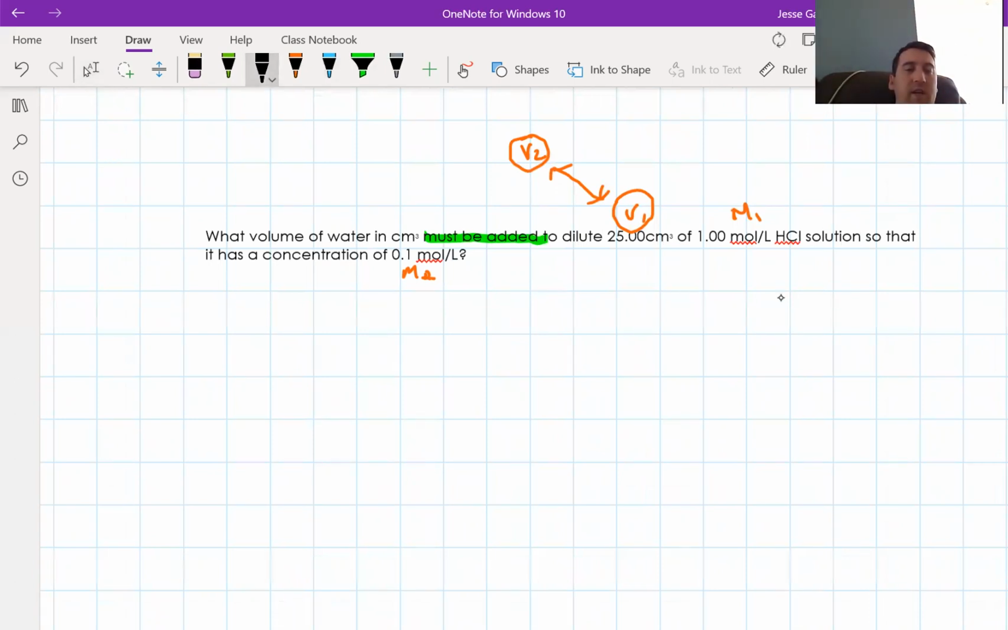Okay, so what we're going to do is go ahead and write in our equation. It's M1 V1 equals M2 V2. By the way, you'll notice that this time I'm not writing the multiply signs. It is the same thing.